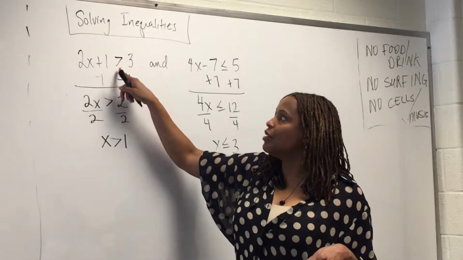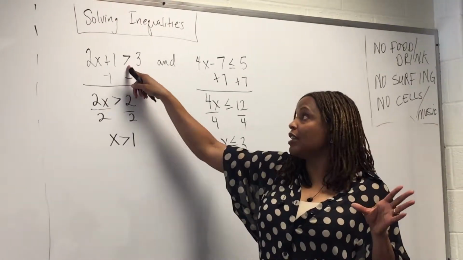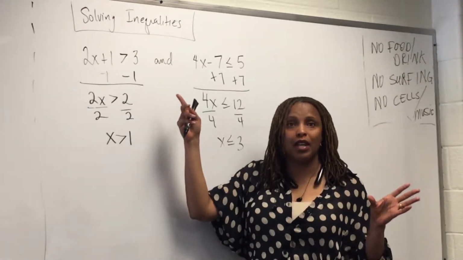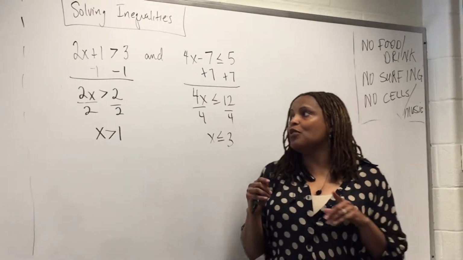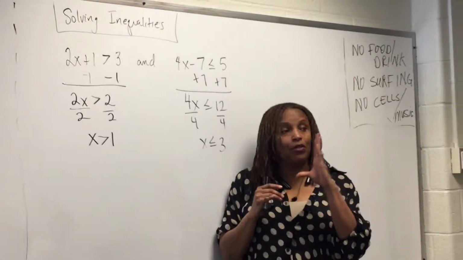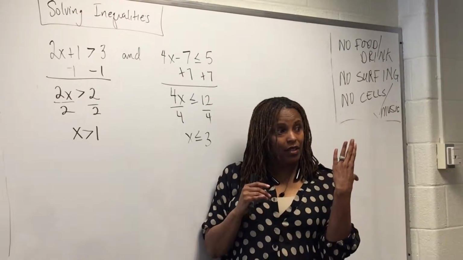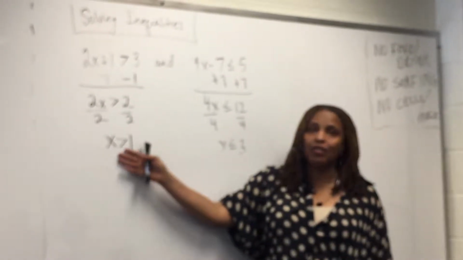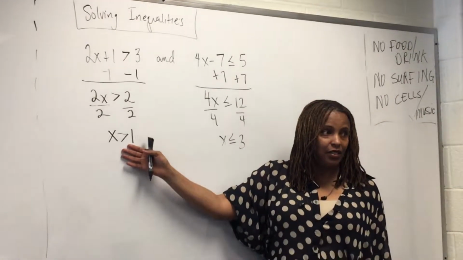Okay. You treat the inequality, the greater than sign, just like you would an equal sign. Except, if you divide or multiply by -1, you flip it. Flip the direction. We did not multiply or divide by -1, so we didn't flip anything. Okay?